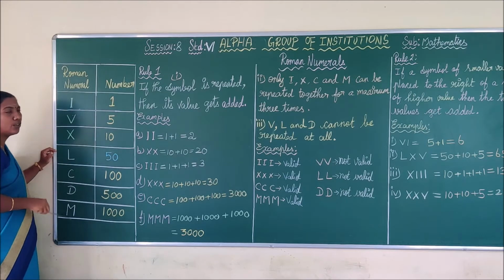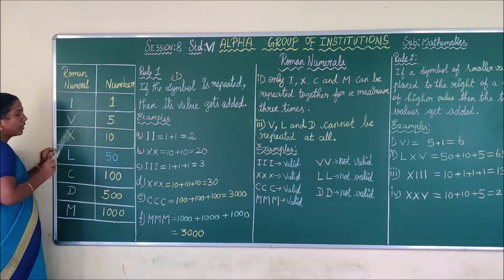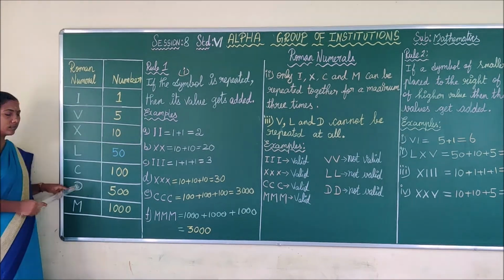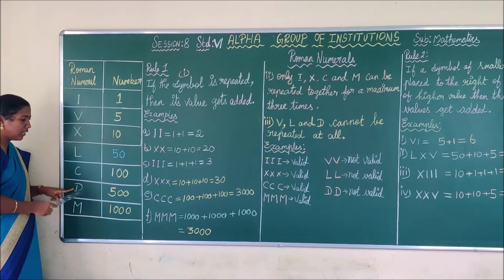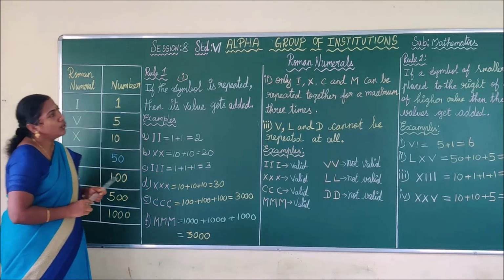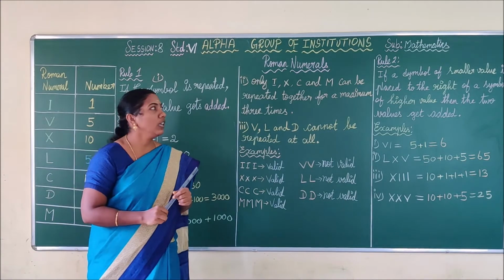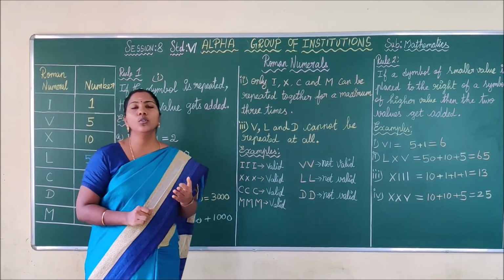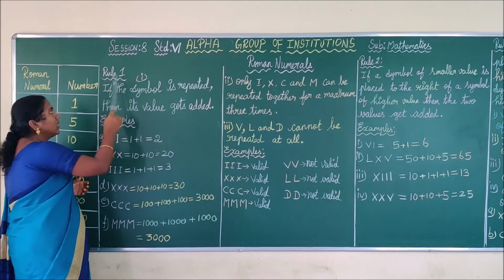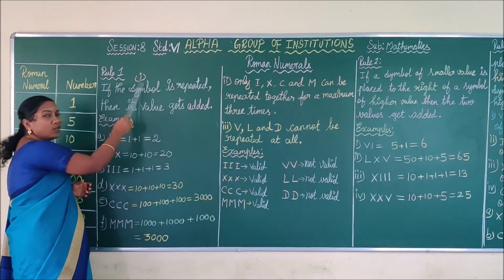Once again we are going to read this. I takes 1. V for 5. X takes 10. L 50. C for 100, D for 500, M for 1,000. Then you also have to learn some rules to write the Roman numerals. What are the rules? Rule 1, Rule 2, Rule 3. First we are going to see Rule 1. In Rule 1 you have 3 subdivisions: 1, 2, 3. First we are going to see the first rule.